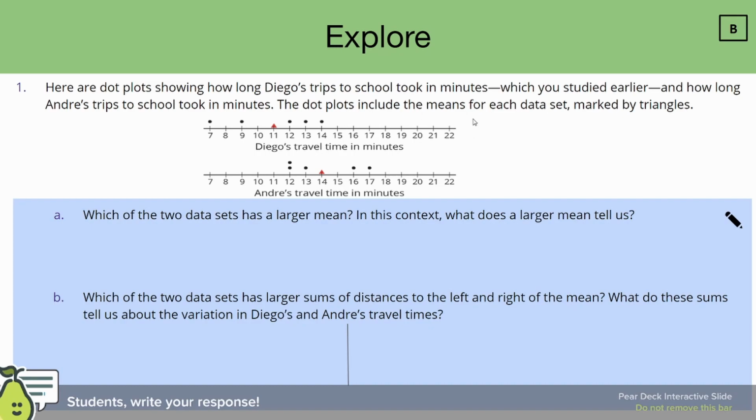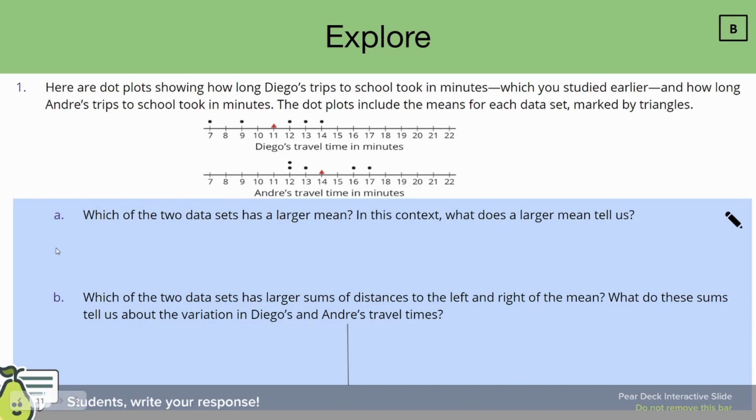So we can see this first dot plot is for Diego's travel time in minutes, and we can see there's a triangle here to represent where the mean or the average of his time is, which is 11. Now we have Andre's travel time in minutes, and we can see that his triangle is on top of the 14, which simply means the mean of his data is 14, or the average of his data is 14.